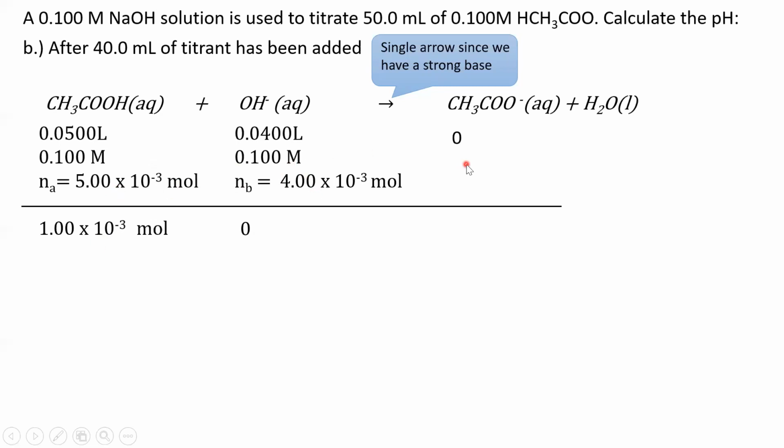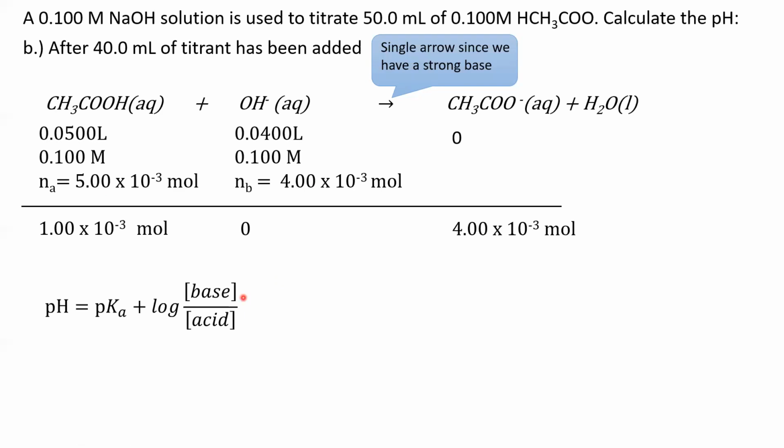But we're going to produce acetate as well. Now, let's think about that. We have acetic acid and acetate in the solution. That means this is actually a buffer. Since it's a buffer, we can use the Henderson-Hasselbalch equation and calculate the pH.